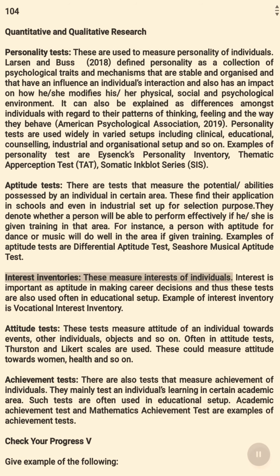Interest inventories. These measure interests of individuals. Interest is as important as aptitude in making career decisions, and thus these tests are also used often in educational setup. Example of interest inventory is Vocational Interest Inventory. Attitude tests. These tests measure attitude of an individual towards events, other individuals, objects, and so on. Often in attitude tests, Thurstone and Likert scales are used. These could measure attitude towards women, health, and so on.